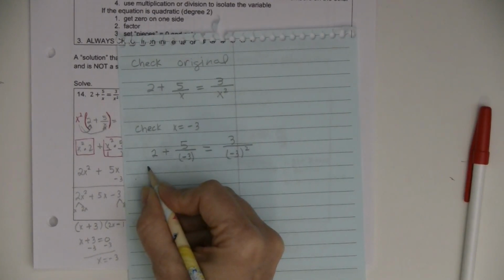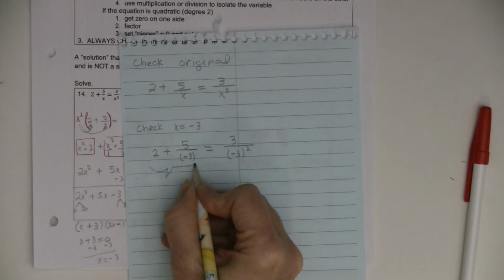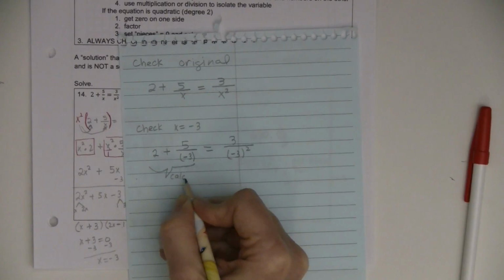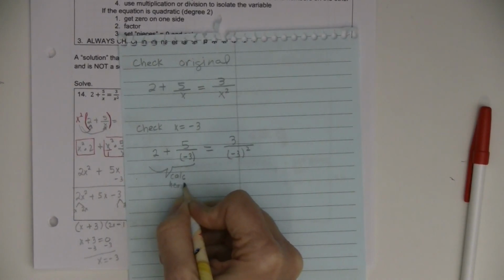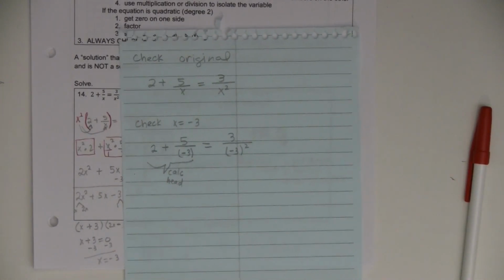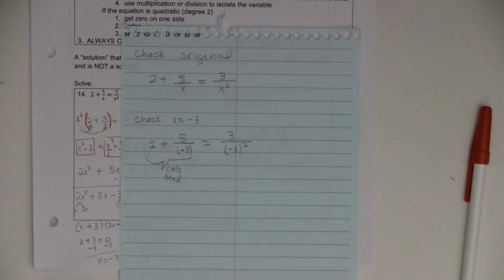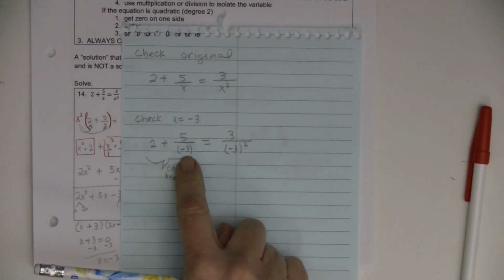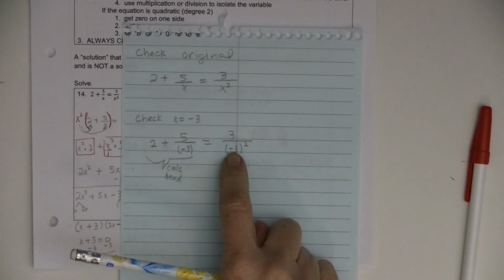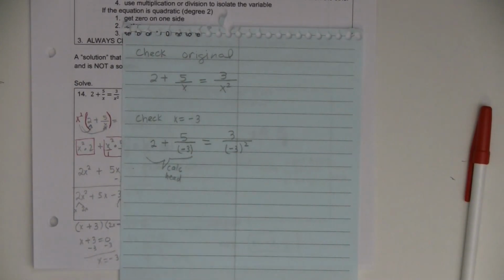And I'm going to put in negative 3 in those spots. Your choice on if you do this with your head or with your calculator, whichever one you want. But I'm going to verify that the left and the right are equal to one another. I see that the denominators are not 0. This denominator is negative 3, and that denominator is actually 9. And so the denominators are not 0. And so that means that if it doesn't equal, I've made a mistake. And so it's not an extraneous solution.